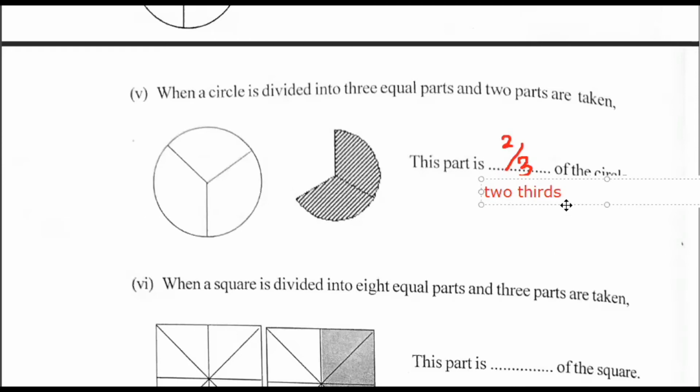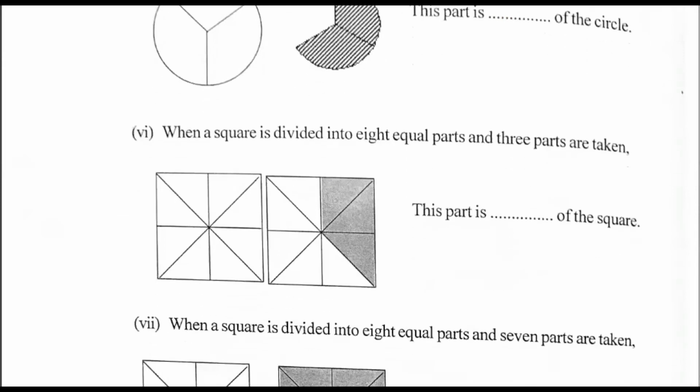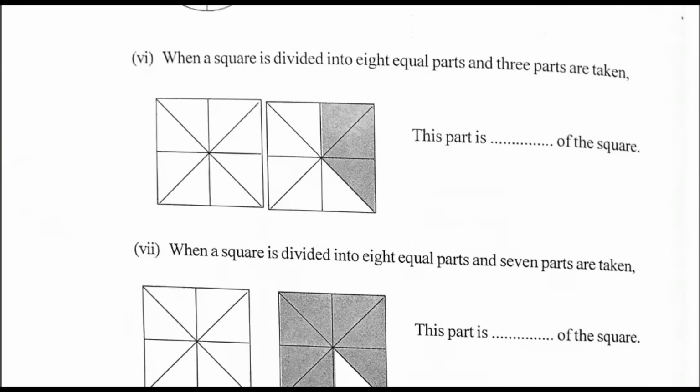Okay, right. So next one, I'm going to discuss the answers very quickly, so you have to put correct marks, or else you can write the answers. When a square is divided into 8 equal parts and the 3 parts are taken, so what is the answer? 3 over 8.